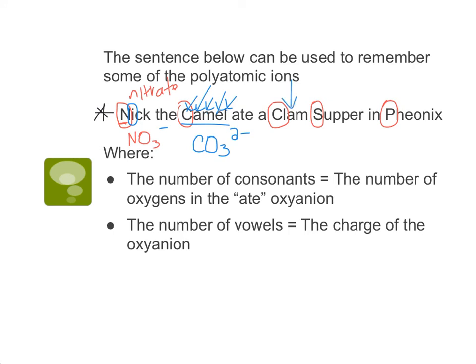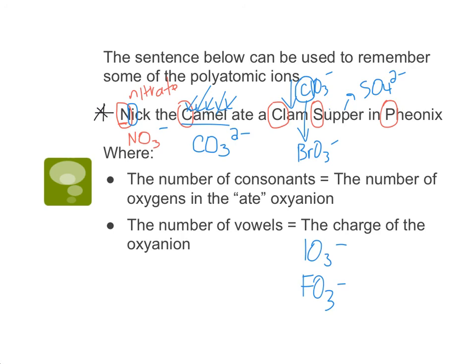A little trick with the clam one, this is for chlorine or the chlorate, but you can get all of the other halogen ones from the same thing, because they all have the same general formula. So a bromate would be BrO3 minus, an iodate would be IO3 minus, a fluorate would be FO3 minus. Okay, so they all follow the same general pattern. So let's just finish off. Sulfate would be SO4 and then 2 minus because there's 2 vowels. And then Phoenix would be PO4, 3 minus.